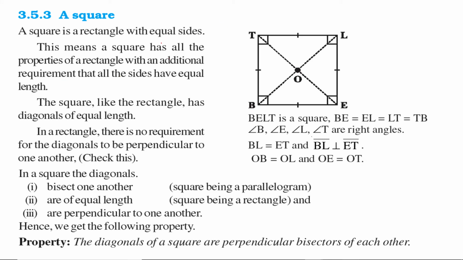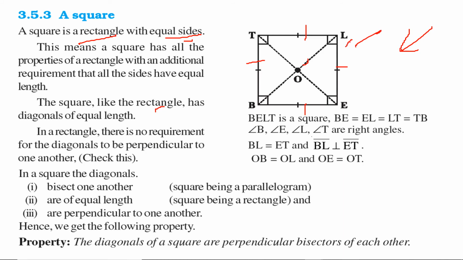Now square. A square is a rectangle with equal sides. Again, it is a rectangle, right? So this means that the square has all the properties of a rectangle because it is a special case of rectangle with some additional requirement that all sides have to be equal. The square, like the rectangle, also has equal diagonals.